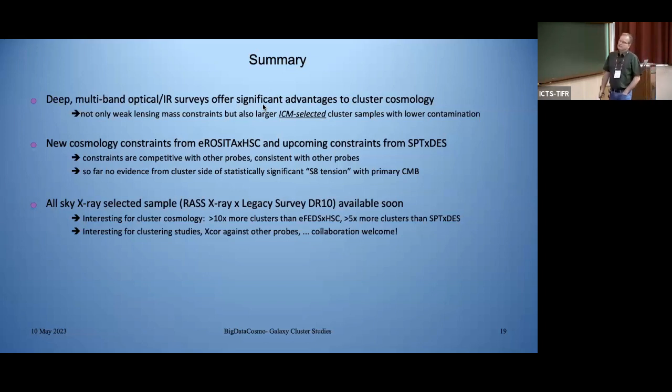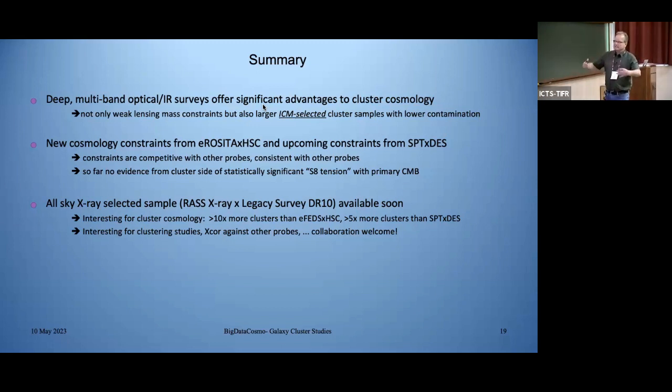So in summary then, deep multiband optical IR surveys offer major advantages to galaxy cluster cosmology. We're only getting started on that. And it's not just the weak lensing mass constraints, but also the larger ICM-selected cluster samples are possible if you combine optical with X-ray or optical with SZ. Showed you some new cosmology constraints from eROSITA. They're competitive with other probes. They're consistent with other probes. They show no statistically significant evidence for an S8 tension.